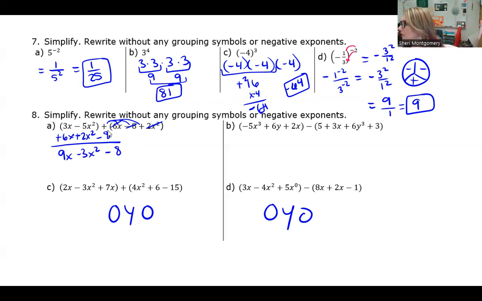It doesn't tell you in the directions, but I am going to tell you that what I would like for your answers to look like is that they are in standard form. Standard form just means you put the biggest exponent first. In this case, 2 is the biggest exponent. So I'm just going to rewrite it so that it's an exponent of 2, and then an exponent of 1, and then an exponent of none. So when I rewrite this, all I did was rearrange them so that the x squared term is first. That is standard form.